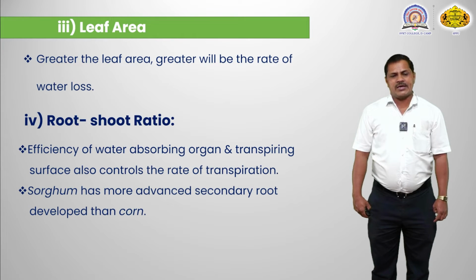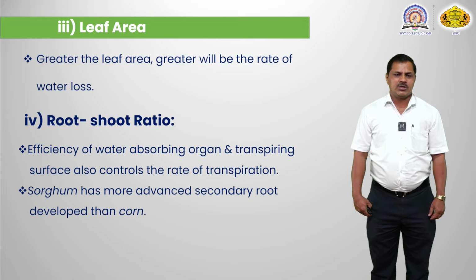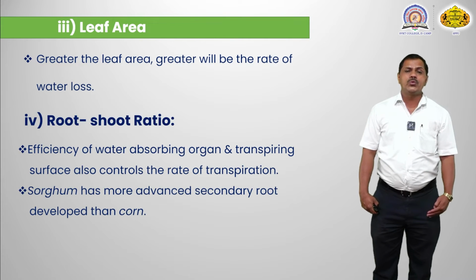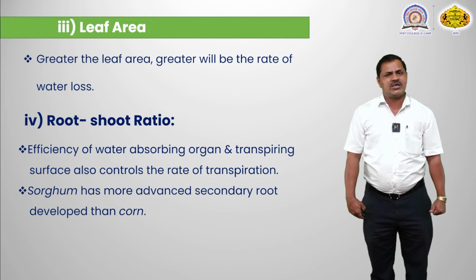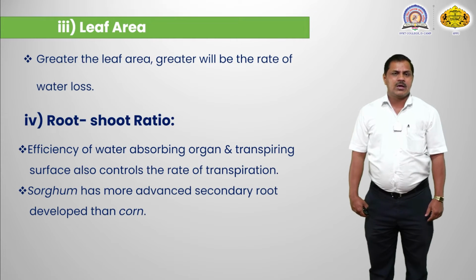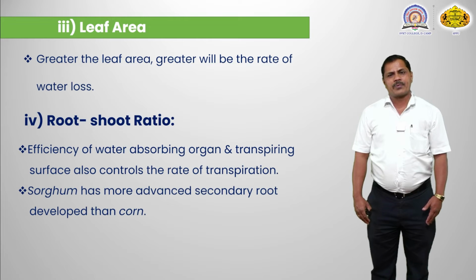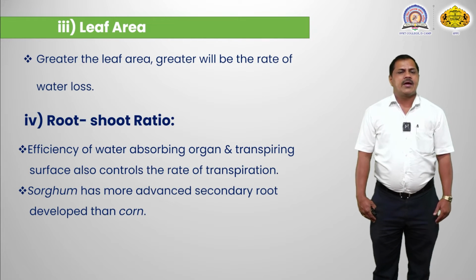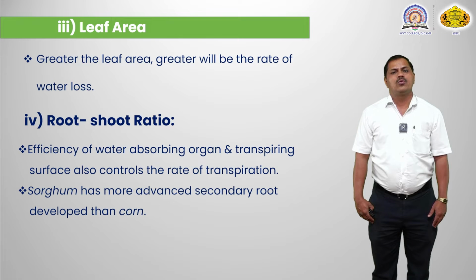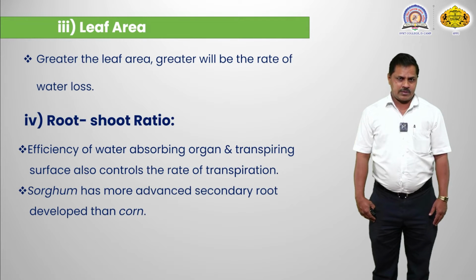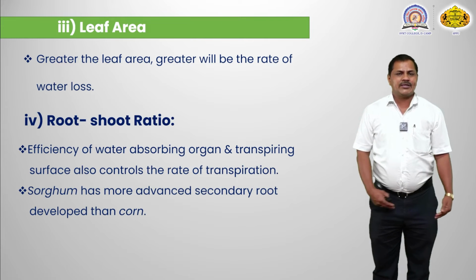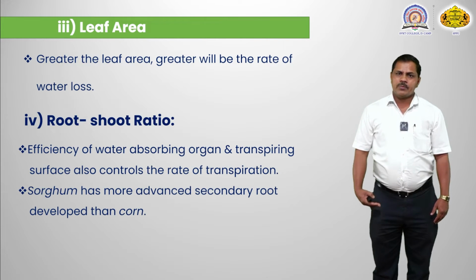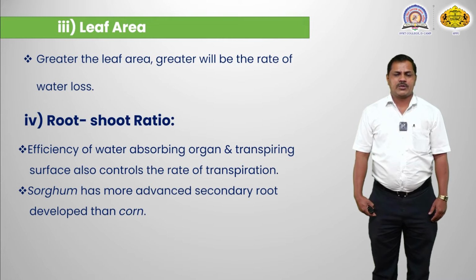Then root and shoot ratio. The efficiency of the water absorbing organ and the transpiring surface also controls the rate of transpiration. Efficiency of water absorption depends on the root hairs, how many root hairs are present. If a huge amount of root hairs are present, more water molecules are absorbed and they can be lost through the atmosphere. Hence it depends on the ratio of root and shoot. This is a major factor affecting the rate of transpiration.